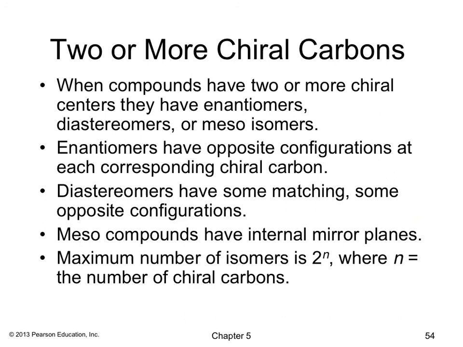So when compounds have two or more chiral centers, they have enantiomers, diastereomers, or meso isomers. Enantiomers have opposite configurations at each corresponding chiral carbon. Diastereomers have some matching and some opposite configurations. And then meso compounds have an internal mirror plane. The maximum number of isomers is 2 to the n, where n is the number of chiral centers.